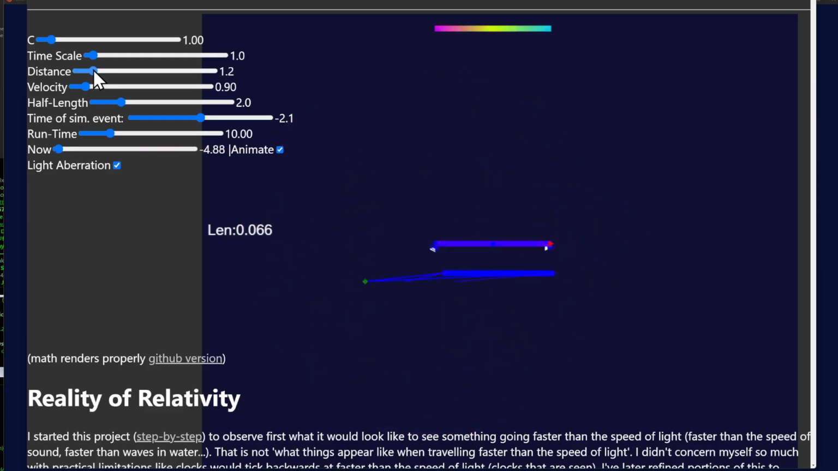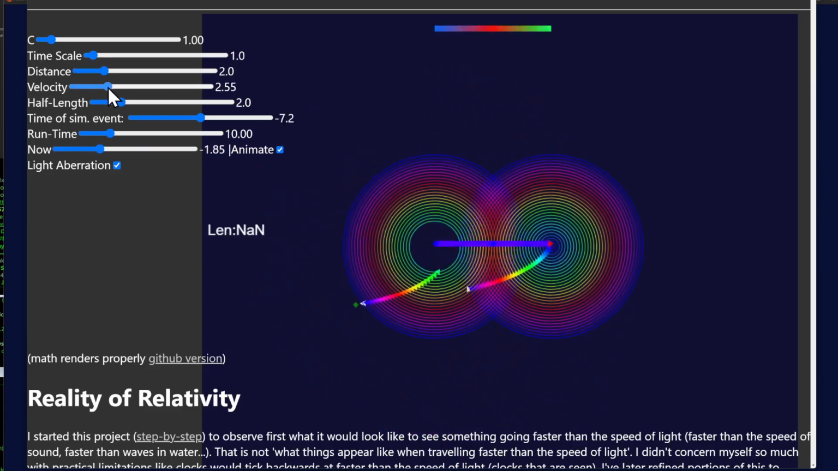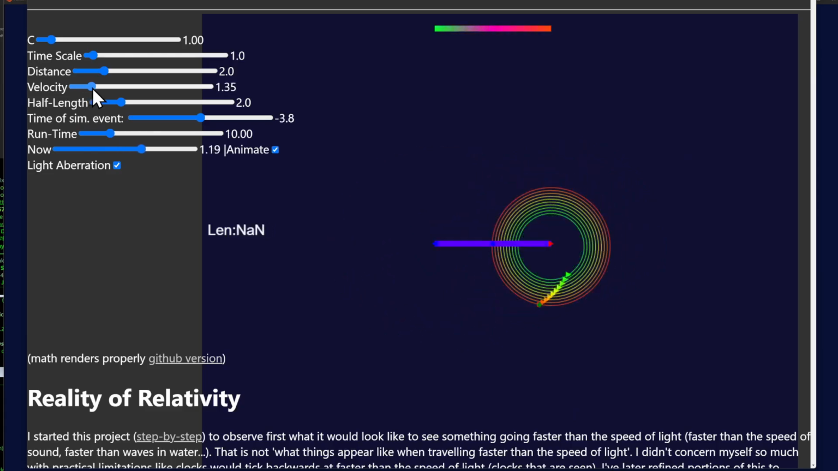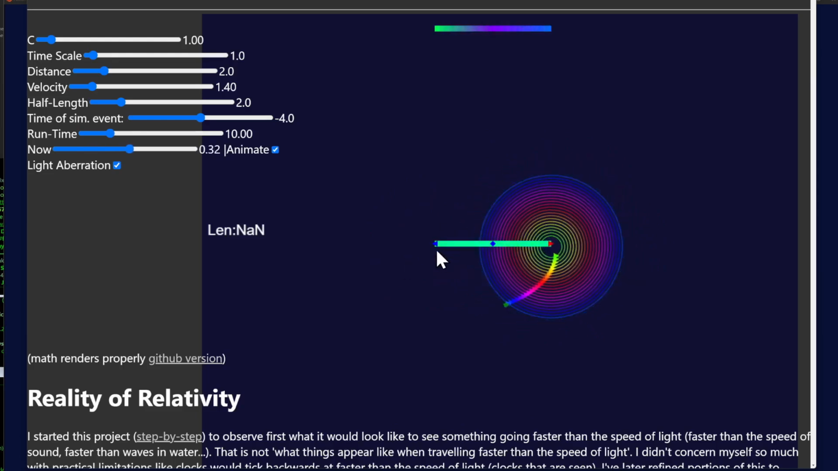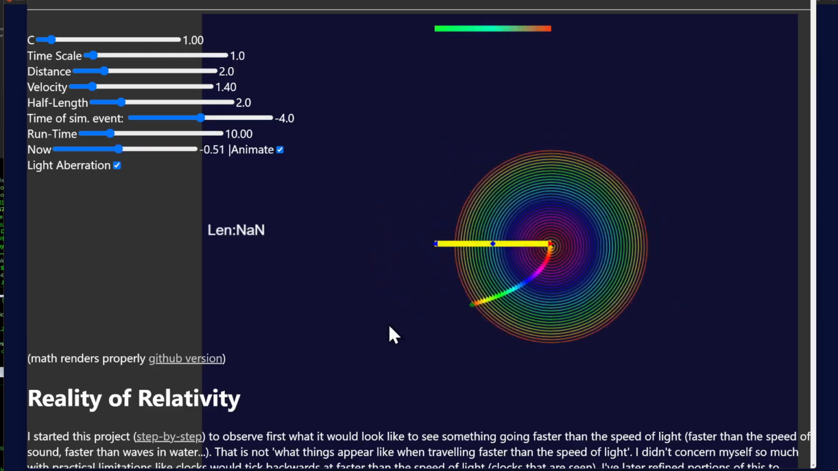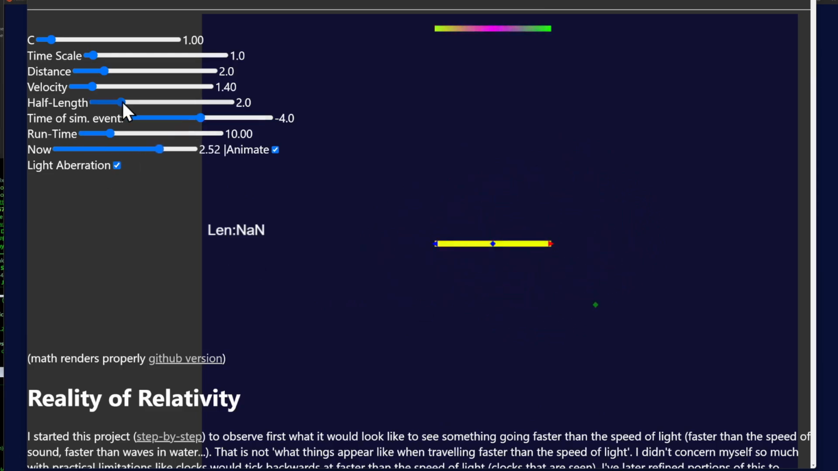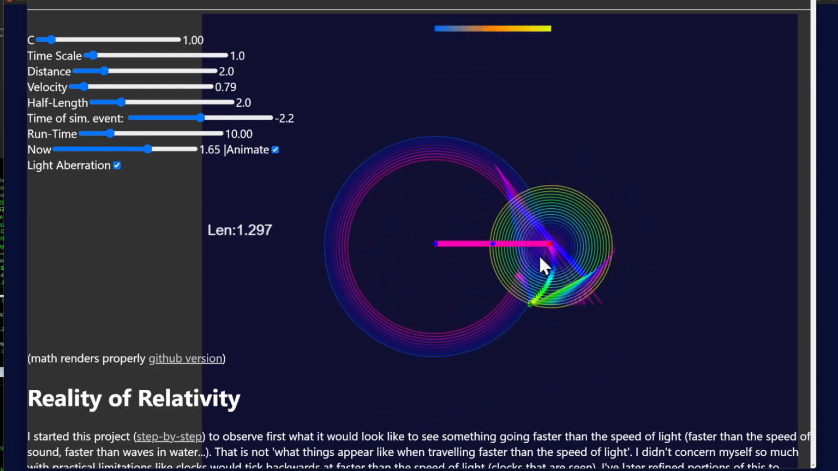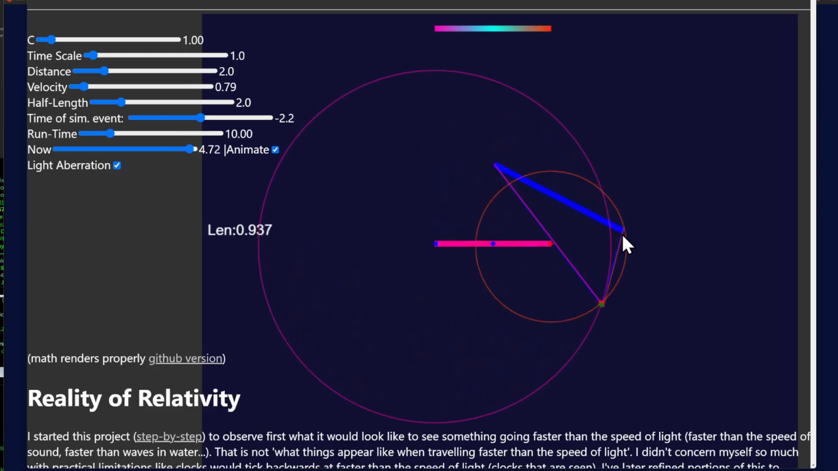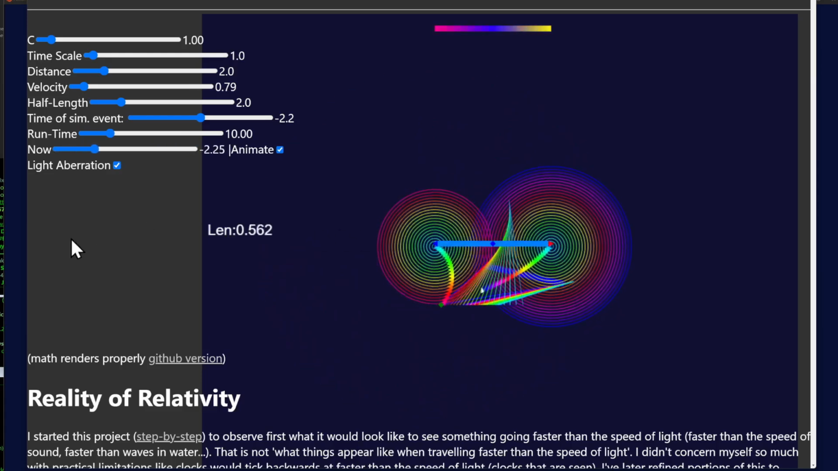But I can increase the distance, and this can apparently go faster than the speed of light too. But no matter what, a stationary body is always seen in its original position. Its length doesn't contract. Only the space of the ship can actually contract. Although it does appear elongated and contracted because of the light aberration as it passes by.